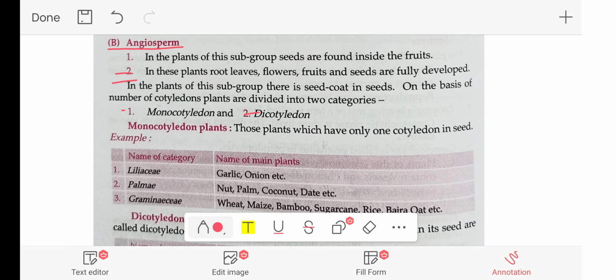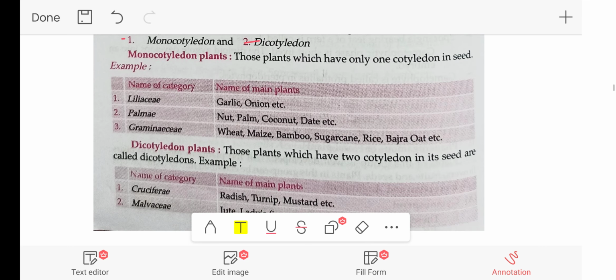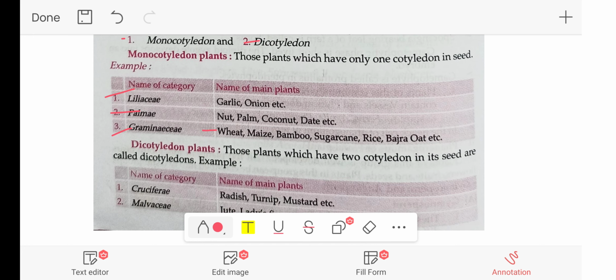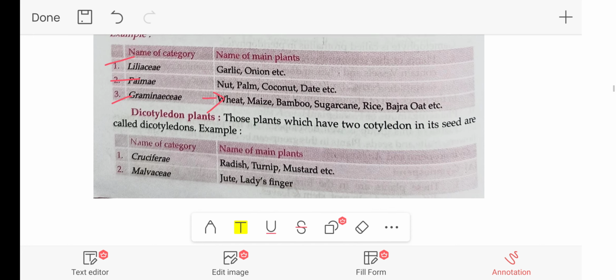Monocotyledon plants are those plants which have only one cotyledon in the seed. Example, name of the category and name of main plants. Liliaceae: garlic, onions, etc. Palmae: plants are areca nut, palm, coconut, date, etc. Gramineae: plants are wheat, maize, bamboo, sugarcane, rice, bajra, oat, etc.